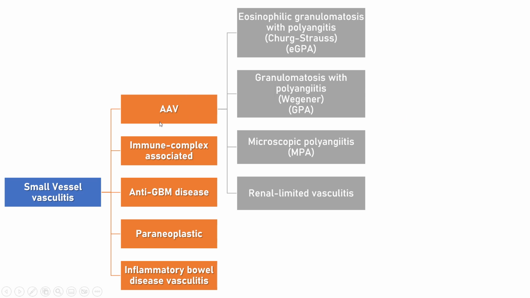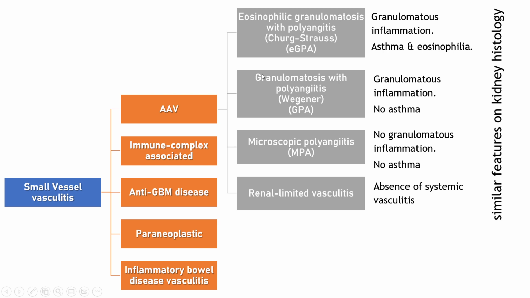So ANCA-associated vasculitis is a part of small vessel vasculitis, and it can be categorized into 4 categories. First is eosinophilic granulomatosis with polyangiitis, previously known as Churg-Strauss. Second is granulomatosis with polyangiitis, previously called Wegener disease. And third is microscopic polyangiitis. And fourth is renal limited vasculitis.